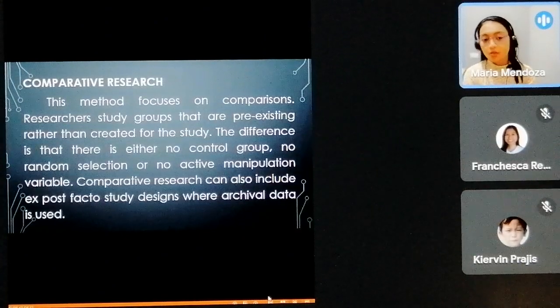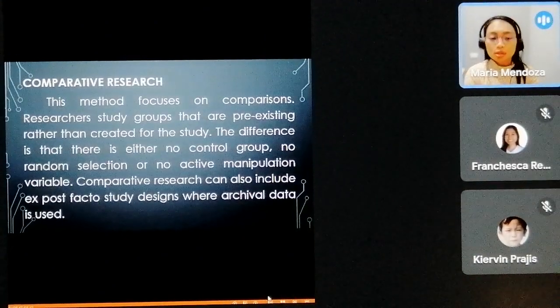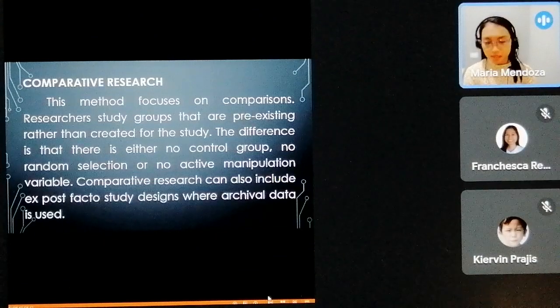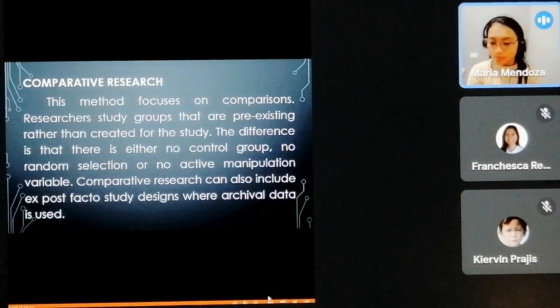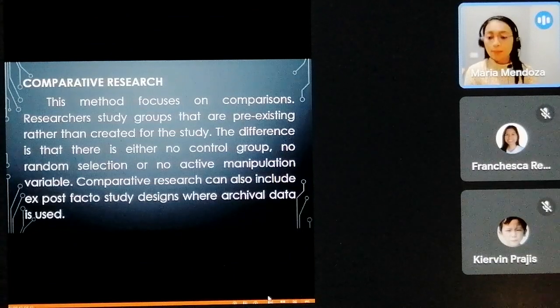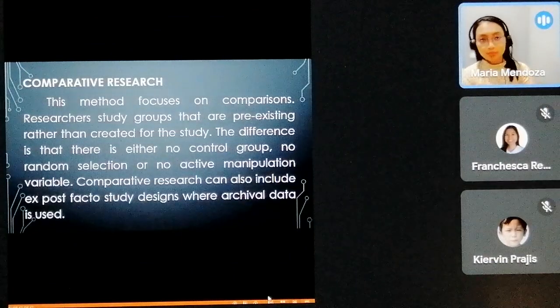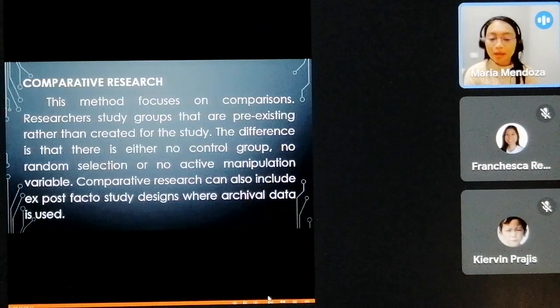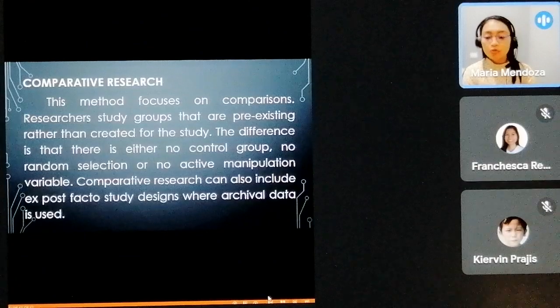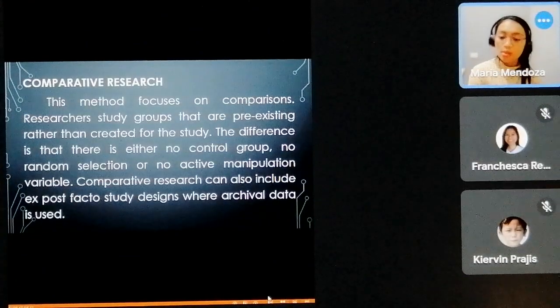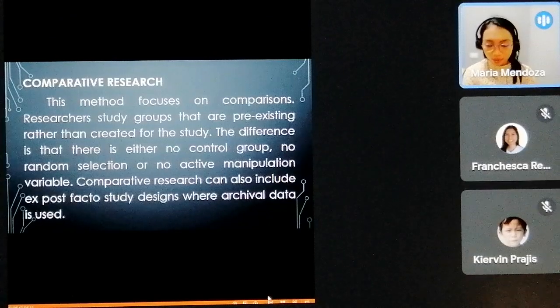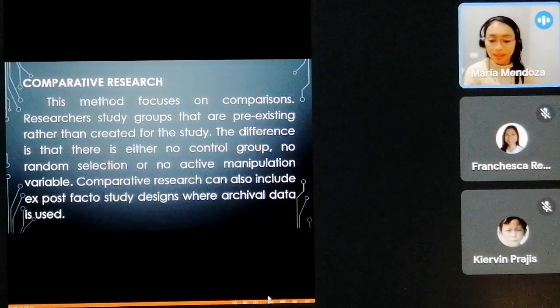From the title itself, it focuses on comparisons. The researchers study groups that are pre-existing rather than created for the study. So when we say pre-existing groups, these are groups na nandyan na bago ka pa mag-conduct ng research. The example would be, what would be the shopping behavior of the millennial adults and the adults born before 1980? Okay? So before you conduct a study, the millennial adults and the adults born before 1980 are already there. Okay? Hindi mo sila ginawa. Nandyan na talaga sila before you conducted a study.